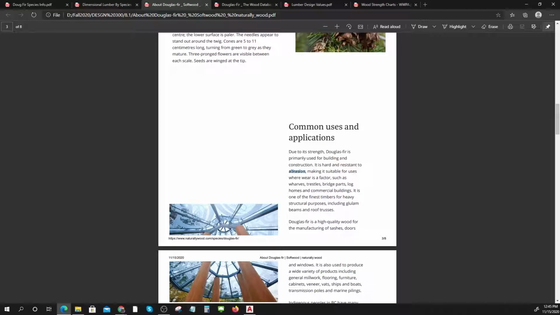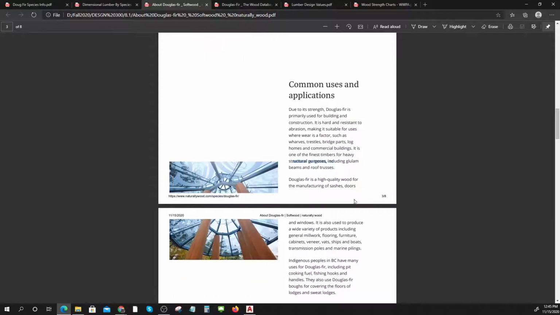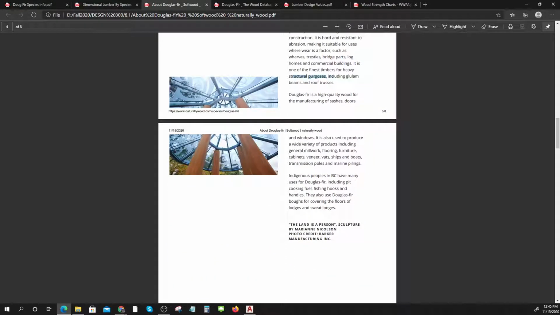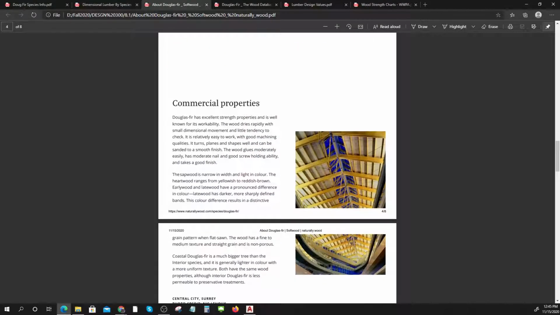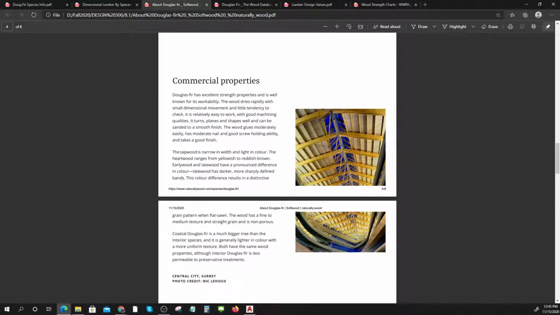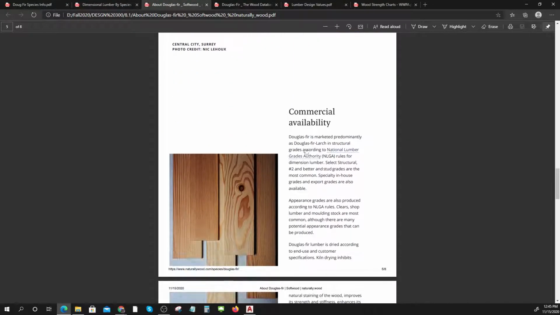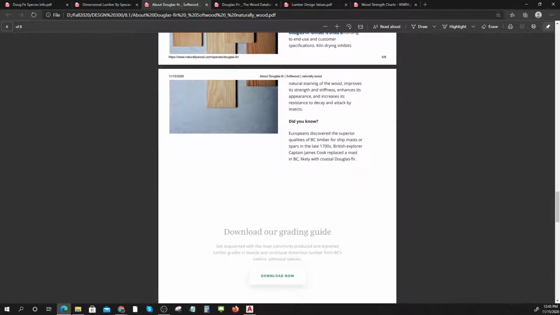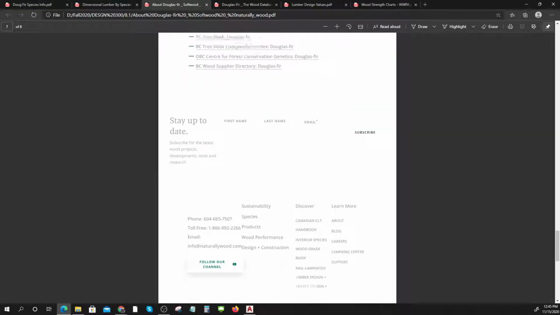Bridge parts, log, commercial buildings. Heavy structural purposes, glue lambs. So this is really telling you a lot of where it's used. Commercial properties, strength properties, workability. This one is really telling you a lot. Oh, here's availability right there. That's kind of cool. So that one looked like it had some information in it.